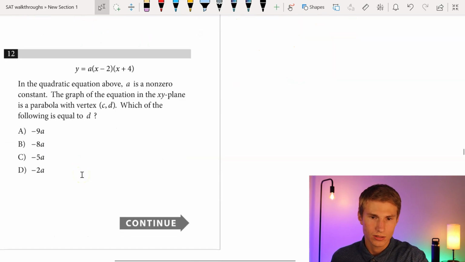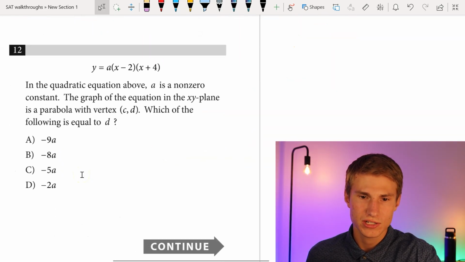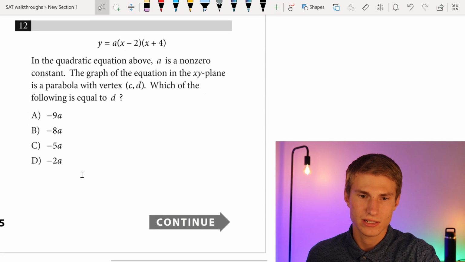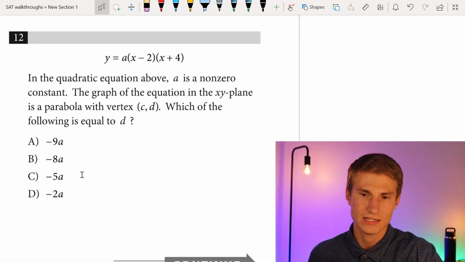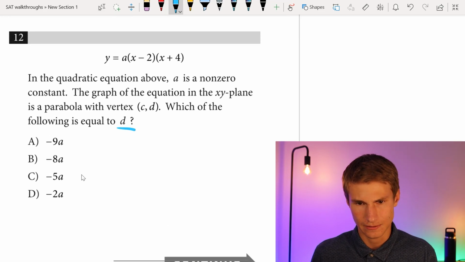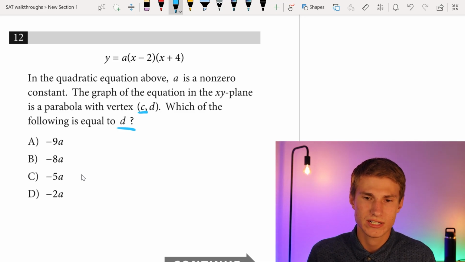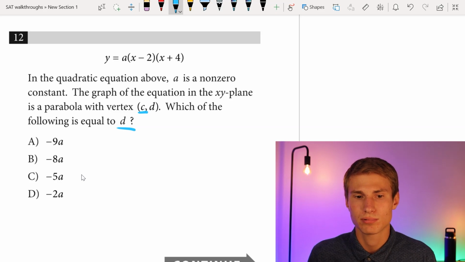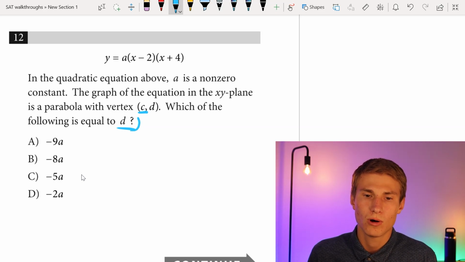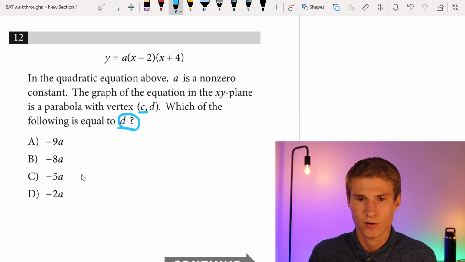All right, moving on. Number 12, we've got a quadratic equation. A is a non-zero constant. The graph of the equation in the xy plane is a parabola with vertex (C, D). Which of the following is equal to D? What we want to recognize here is that we have to find the x-coordinate of our vertex first. Once we find that x-coordinate, we can plug it in and then solve for D, the y-coordinate of our vertex.